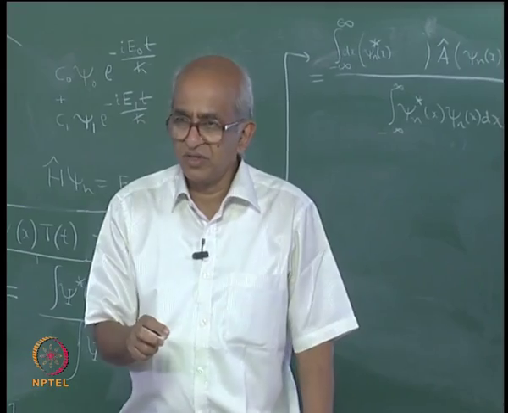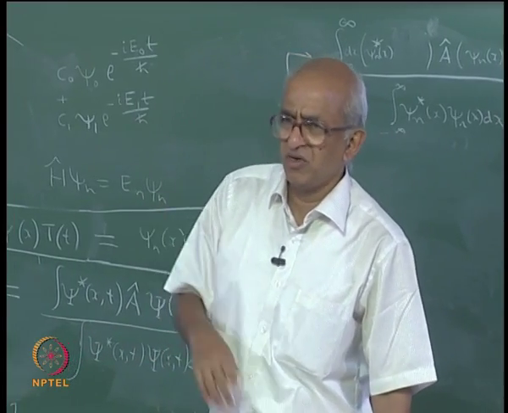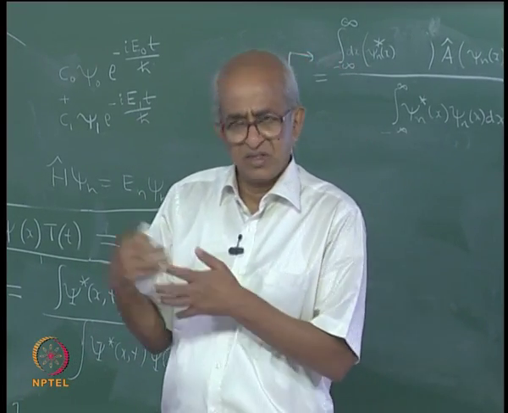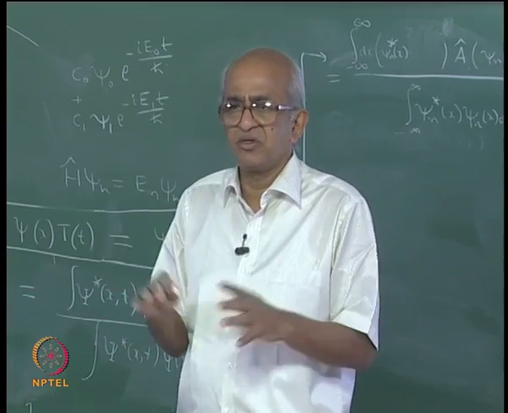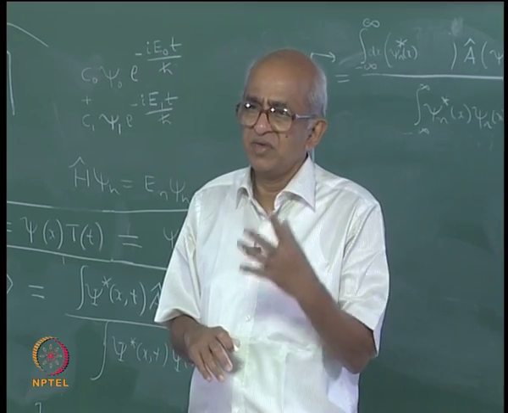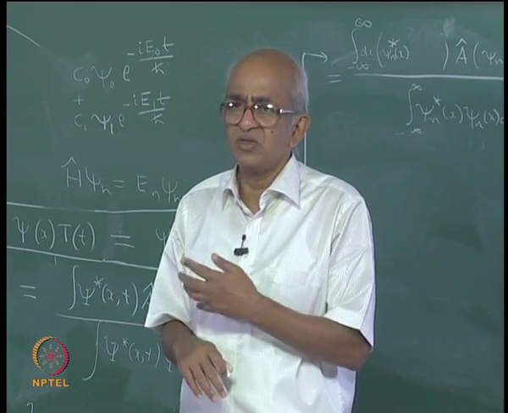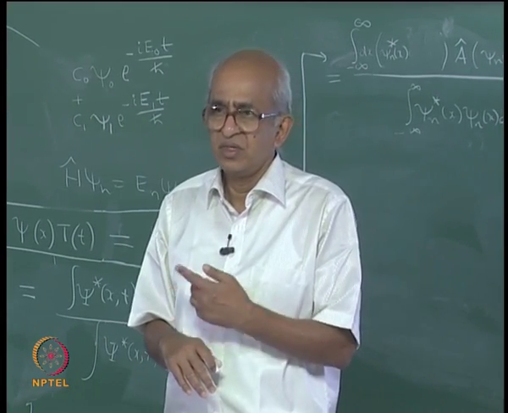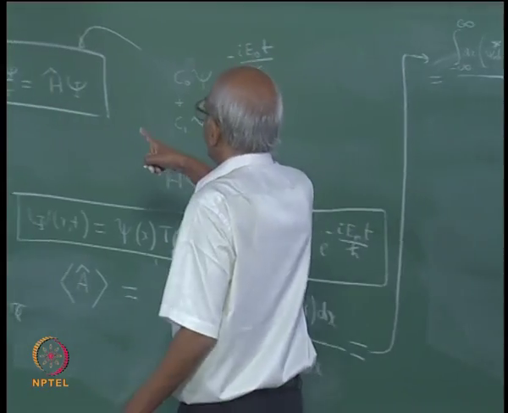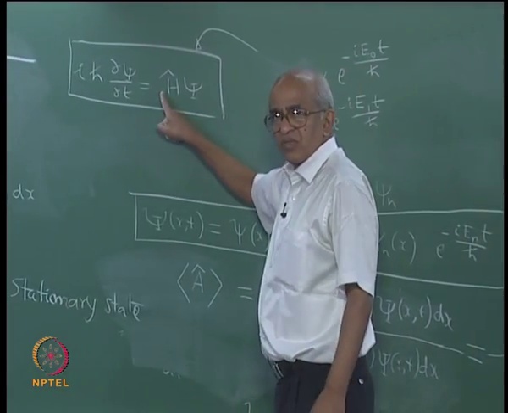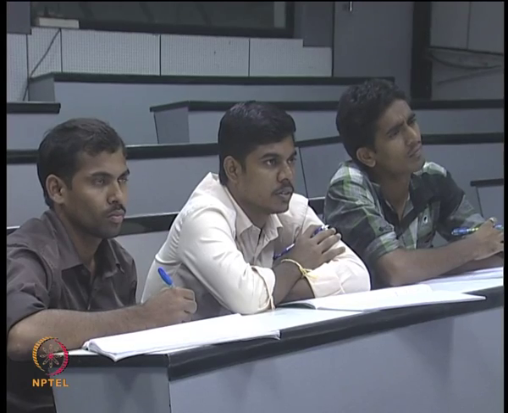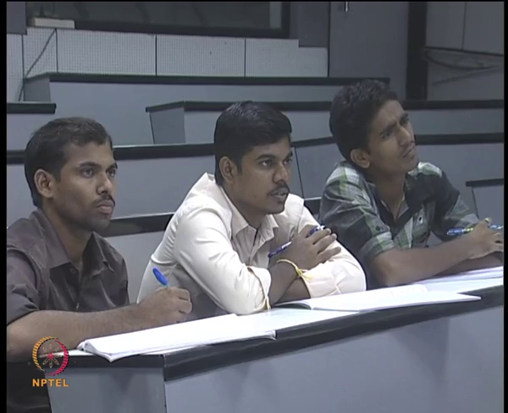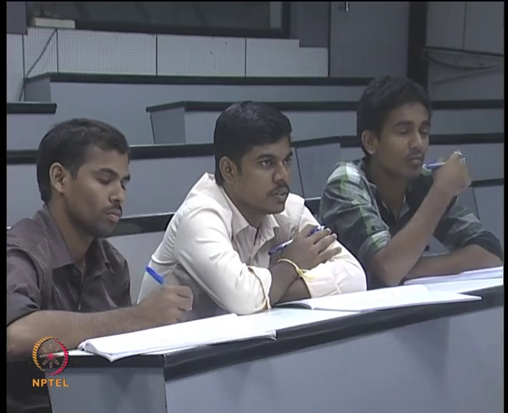You take the first solution, multiply it by any constant you like, take the second solution, multiply it by some other constant, add the two together. It is very easy to prove that this also satisfies the original time dependent Schrodinger equation, right. This is a property of the time dependent Schrodinger equation.